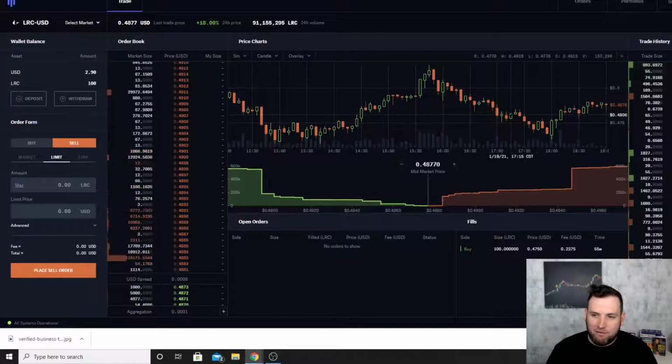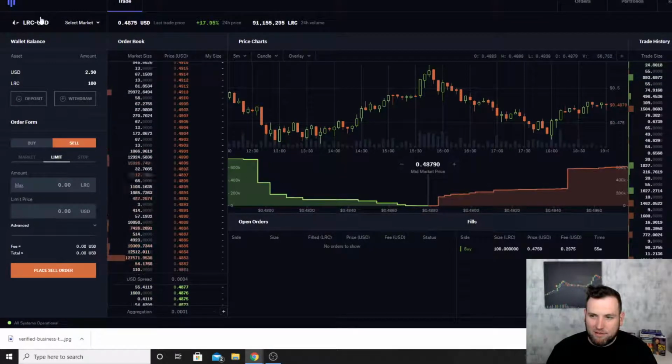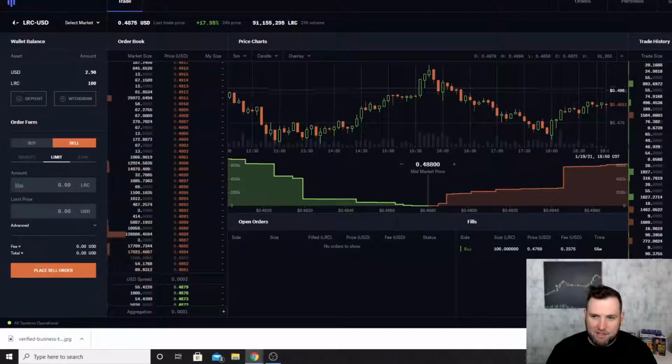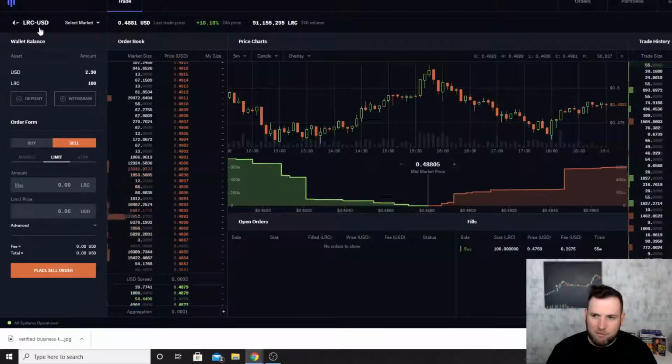This thing is taking forever to break this 49-cent area. If it does break this 49 and 50 cent area, it should make a decent move.